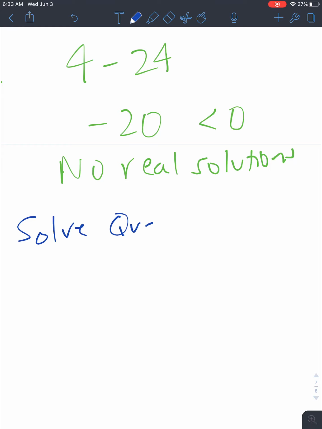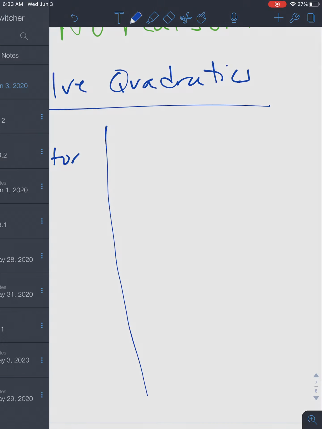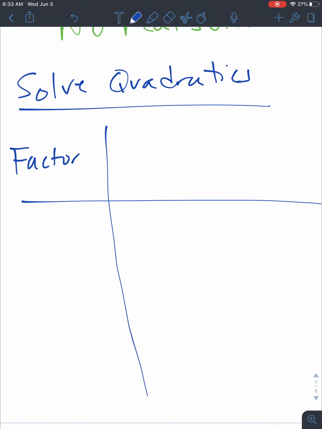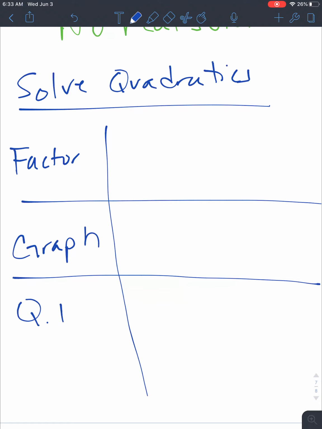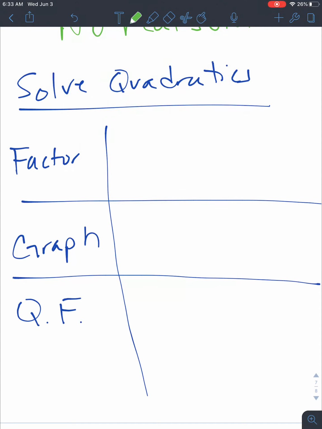So if we're trying to solve quadratics, here's what we know. We know how to factor. We know how to graph. And now we know the quadratic formula. These are all ways to solve quadratics. Let's talk about advantages and disadvantages.